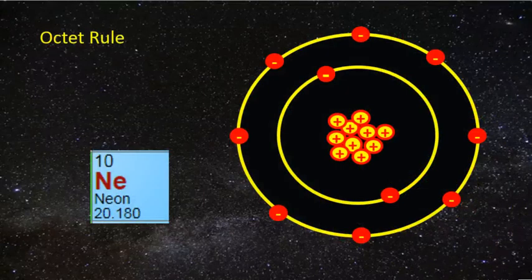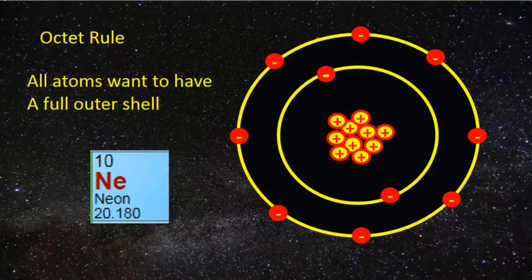Next, we speak about the octet rule. Now, the octet rule refers to the tendency for all atoms to want to have a full outer shell. So if an atom had 7 electrons in the outer shell, it wants to get that 8th electron to fill its shell. In our example here, we have an atom of neon.